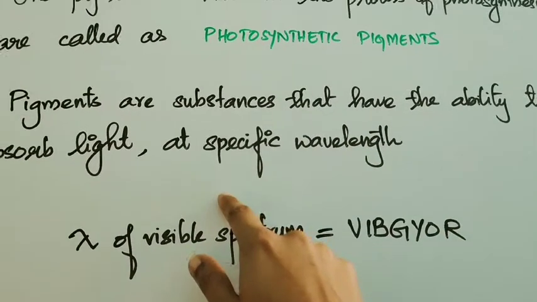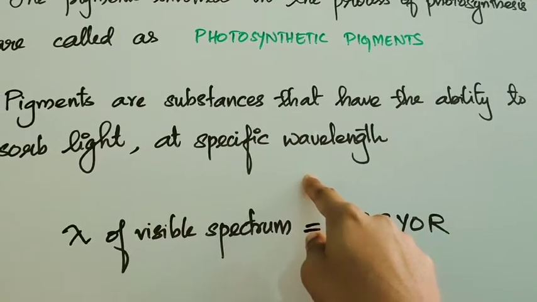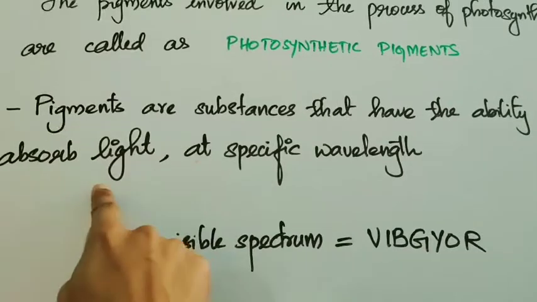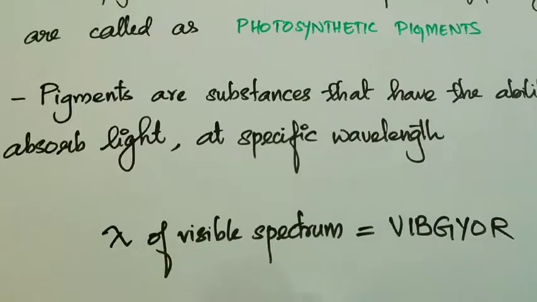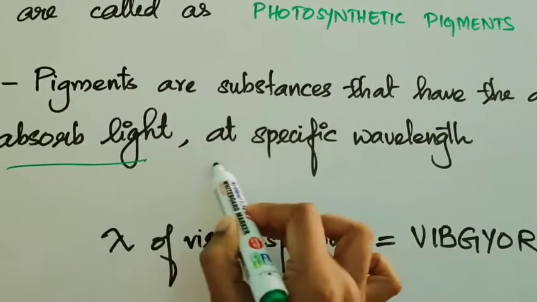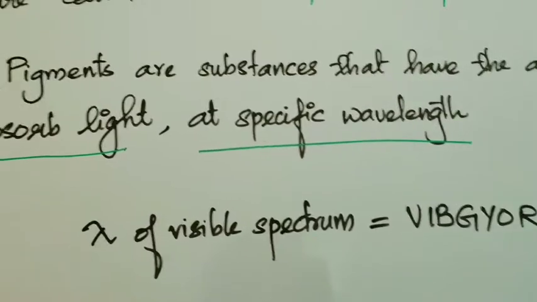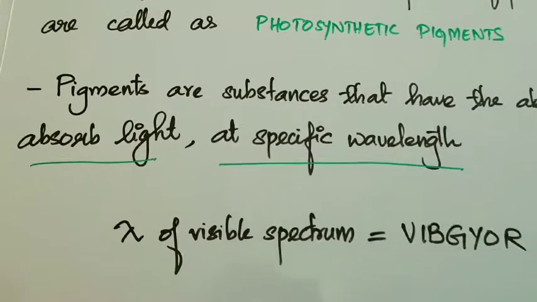Chlorophyll A absorbs light at a different wavelength. Same goes for chlorophyll B and xanthophyll and carotenoids. They absorb light at different wavelengths. Keep this in mind. They have the ability to absorb light, but at specific wavelengths. Each one has a specific wavelength of its own.